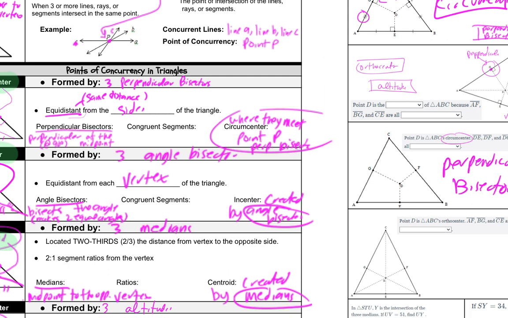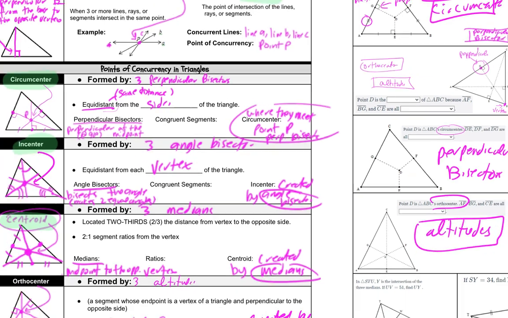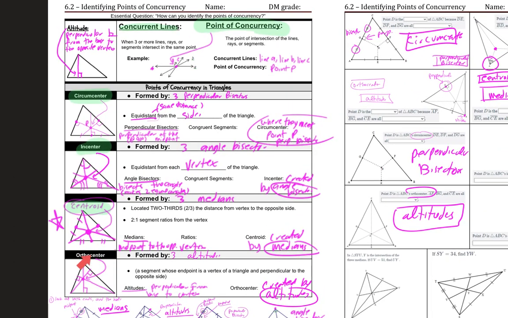All right, what about this one right over here? This one says orthocenter. Okay, what creates an orthocenter? Orthocenter is created by altitudes. Right, because we saw it right over here. All right, what about this one? This says incenter. So which one of our keywords was for incenter? Incenter tells us those are created by angle bisectors.